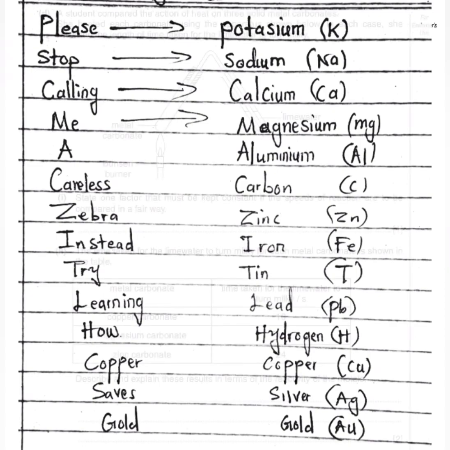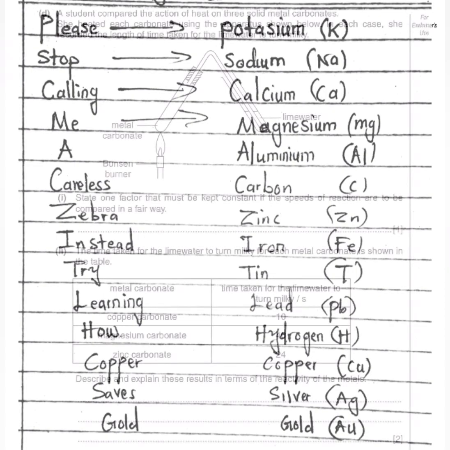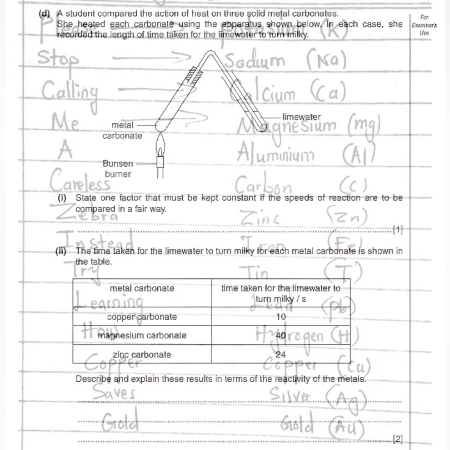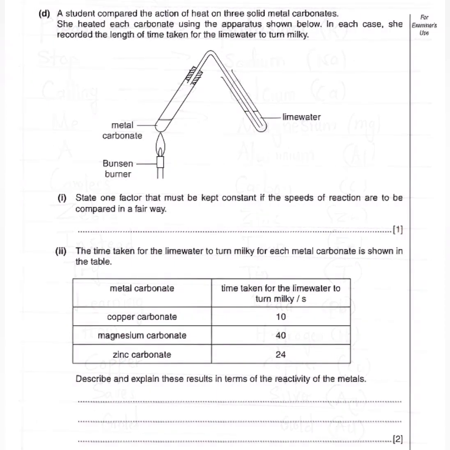So in this case here, please is representing the what? Potassium. Then stop is representing sodium. Calling is representing what? Calcium, and so on. Now, how it is here is like this. The more reactive a metal is, the more difficult it becomes to decompose for metal carbonates, okay? So for metal carbonates, the more reactive the metal is, the more difficult it becomes to decompose.